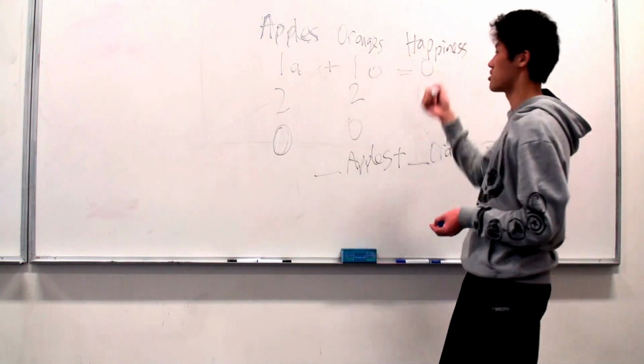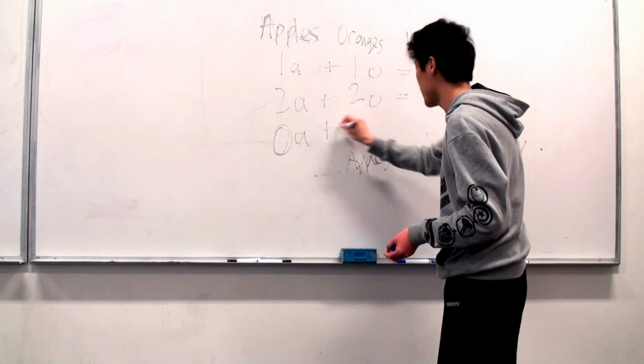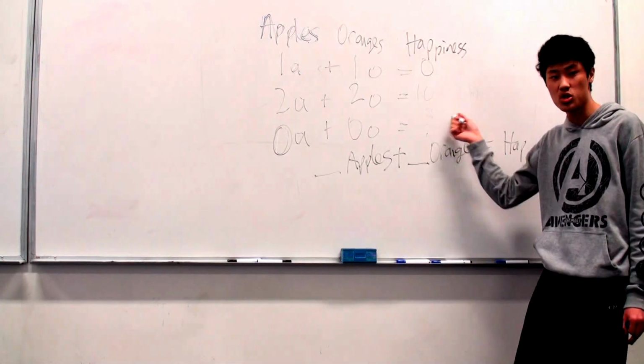plus 1 times orange, and this has to equal 0, and so on. This is what I need to solve. I need to solve these equations, and how do I do this?